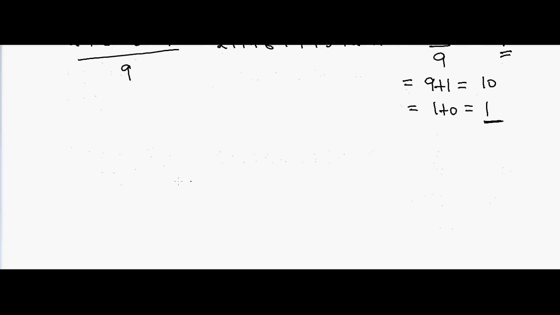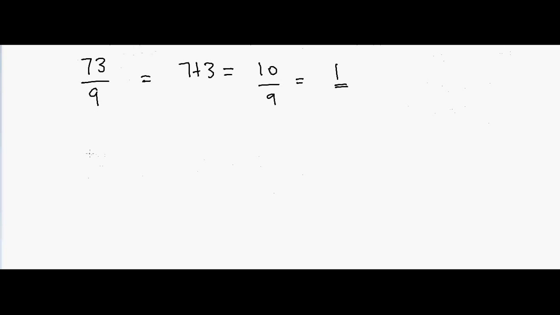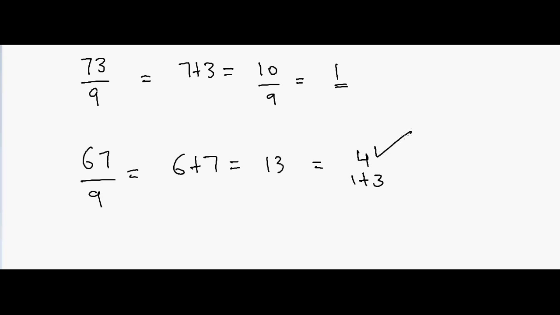Another example, now a much easier one: if I have 73 and I want to divide by 9, we know that 7 plus 3 is equal to 10, and if I divide that by 9, my remainder will be equal to 1. Again, if I have 67 and I want to divide by 9, in that case 6 plus 7 is equal to 13, and again 1 plus 3 is equal to 4, so the remainder is 4.